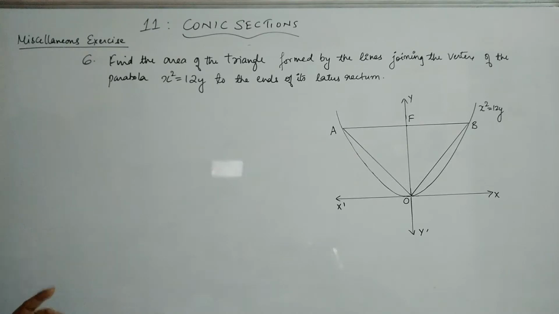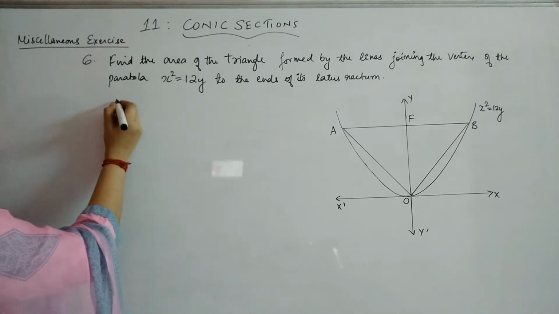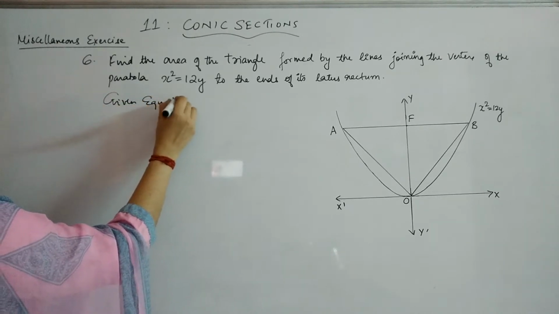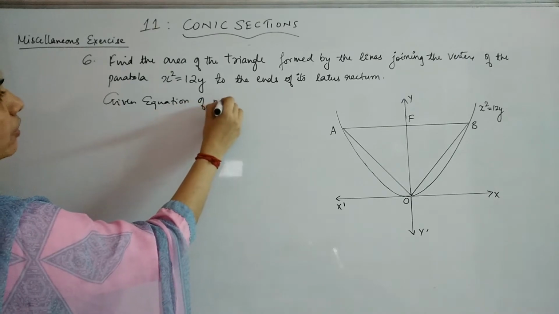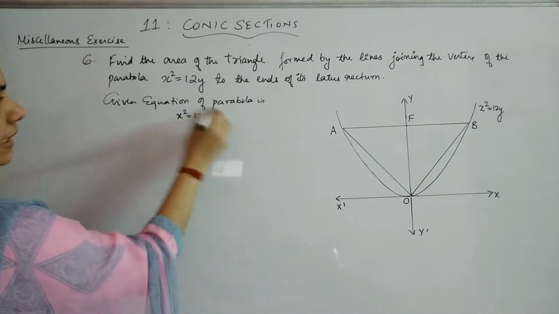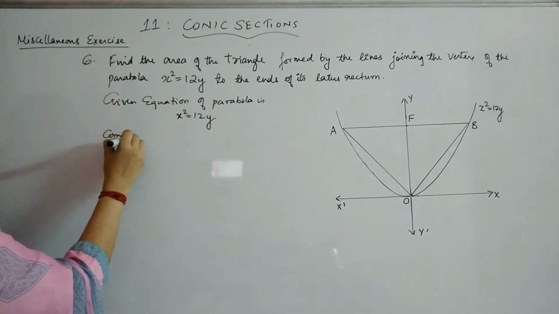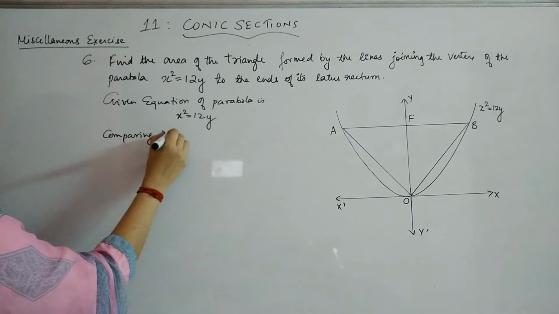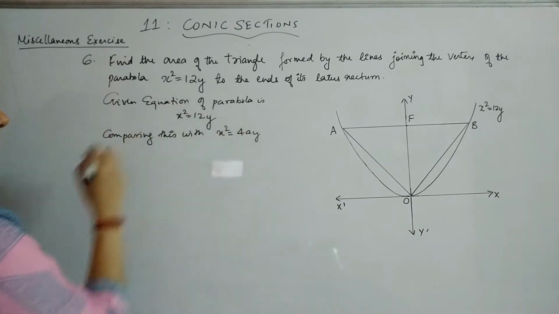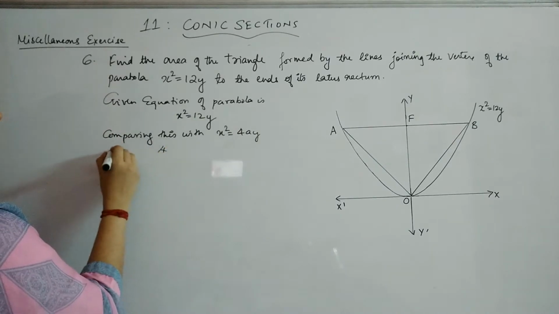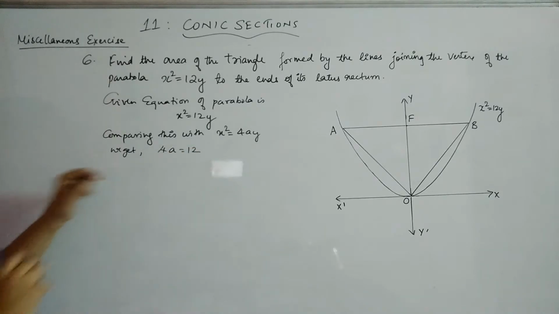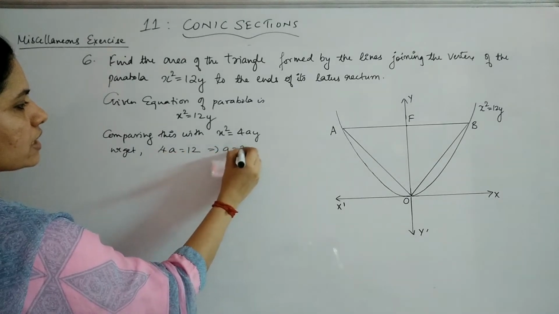So now again we will compare the given equation. What is the given equation of the parabola? Given equation of the parabola is x square equal to 12y. Now comparing this with x square equal to 4ay, we will get 4a is equal to 12, right? Now from this, what is a equal to? We are getting a as 3.